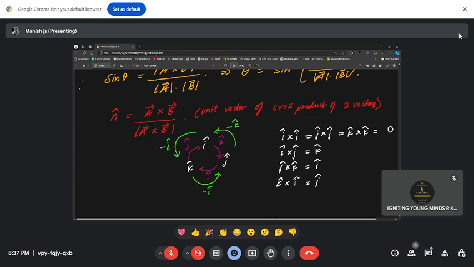So the relation between the cross product of the unit normal vectors also we have now discussed. I will write that here for reference. So J cross I gives you minus K, and I cross K gives minus J or negative J, and finally K cross J gives you minus I. That's it.